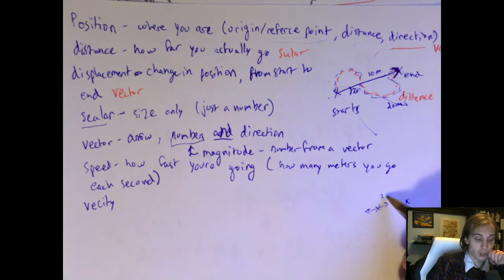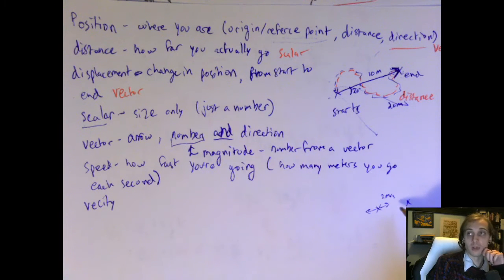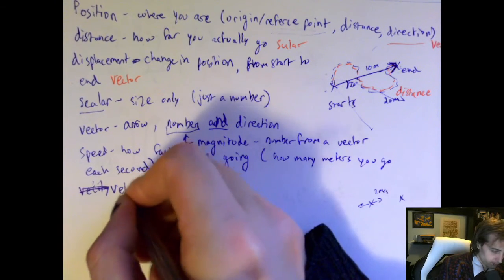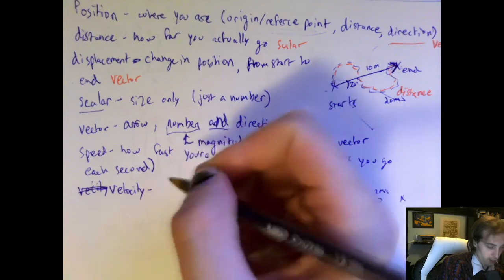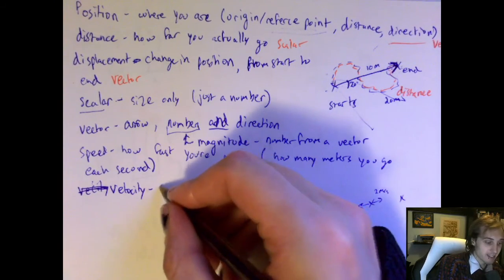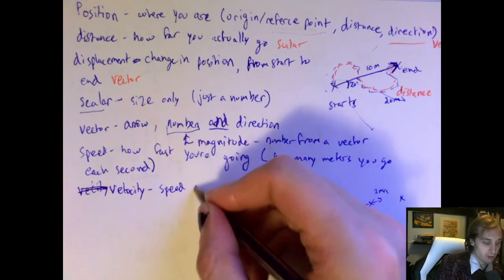So I can't just say that I'm going 2 meters every second, because if I'm going 2 meters every second in the wrong way, it's going to be very different. And so that's where the velocity comes in handy. It would help if I spelled the word velocity correctly. All right, great. So what velocity is, it's the speed and direction of travel.